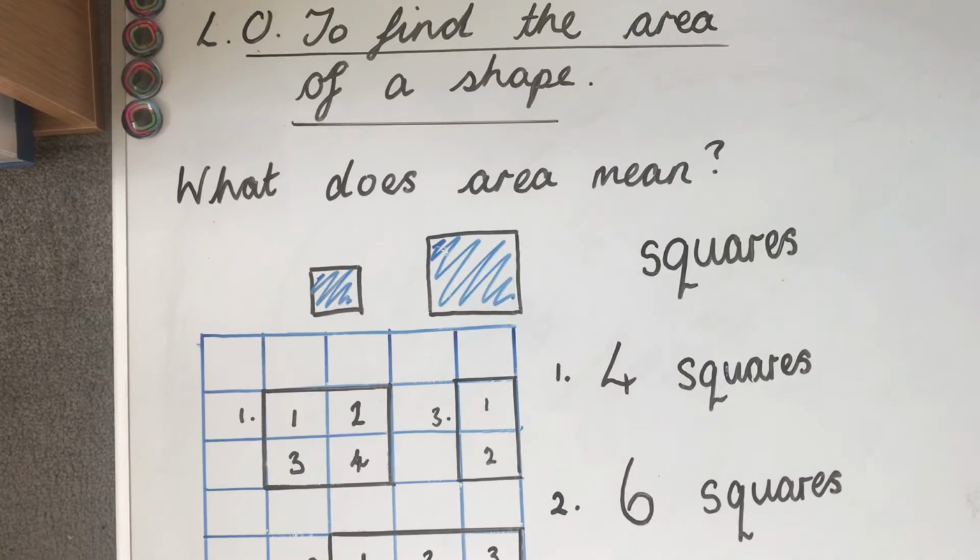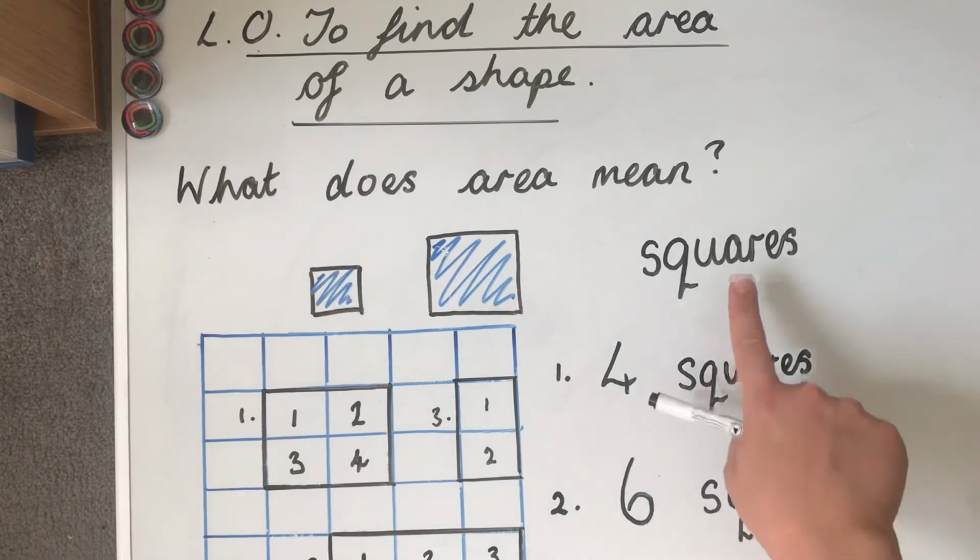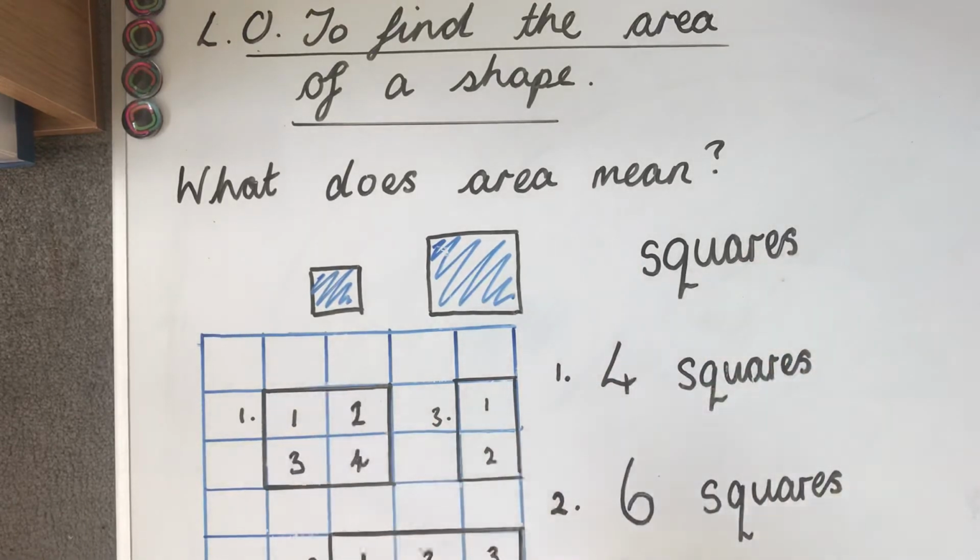Remember, the area is the space that a shape takes up, okay? So the amount of space in a shape. And we measure it in squares by counting the squares.